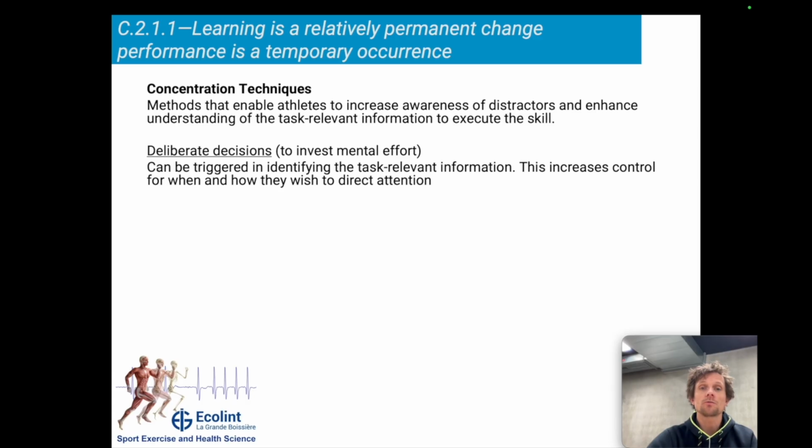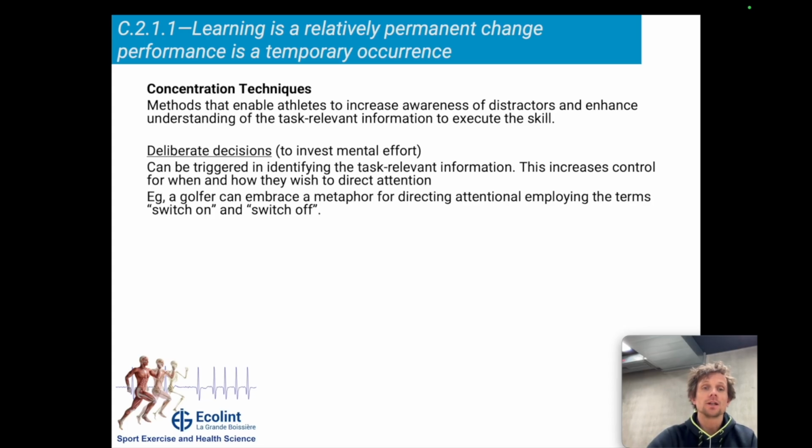So it can be triggered by identifying task-relevant information, and this increases the control for how and when we wish to direct our attention. An example of this could be that a golfer might use some specific words in order to try and increase the levels of concentration and highlight at what point we need to switch on our concentration and at what point we can switch off.